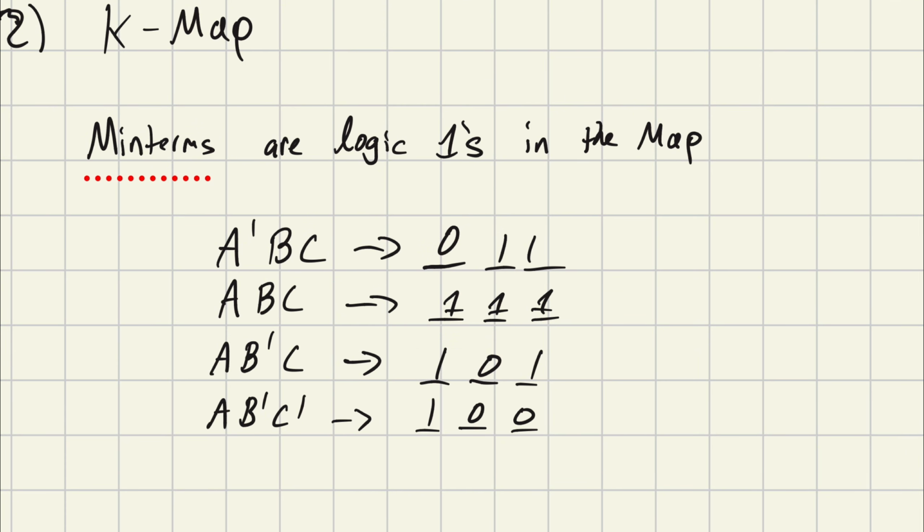So the next step would be to identify the decimal values that each of these three-digit binary values hold. To do that, we can just convert from binary into decimal. So 0, 1, 1 would correspond to 3. So this would be minterm 3. 1, 1, 1 would correspond to 7, so this would be minterm 7. 1, 0, 1 corresponds to 5, so that would be minterm 5. And finally, 1, 0, 0 will correspond to minterm 4.